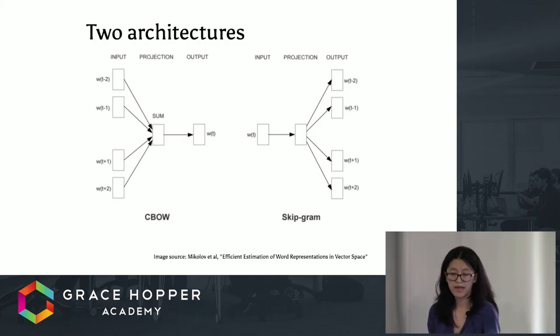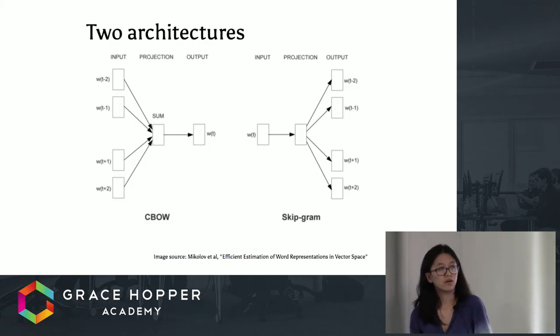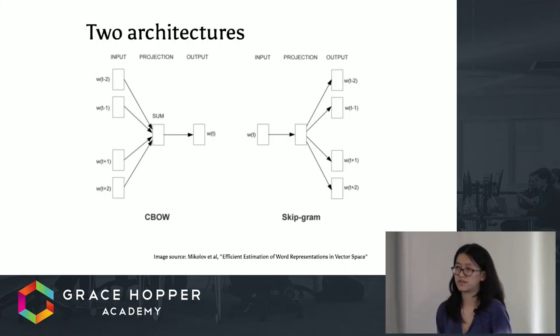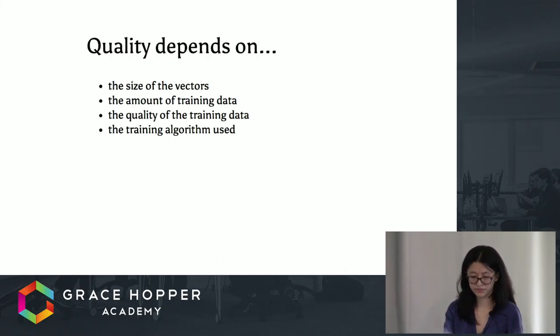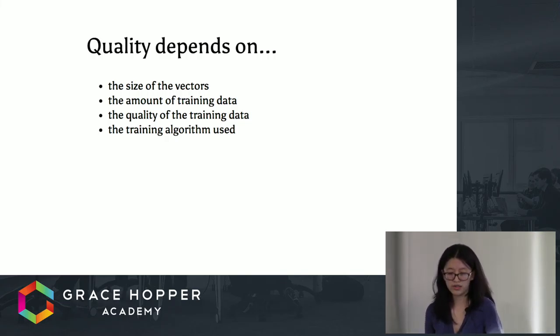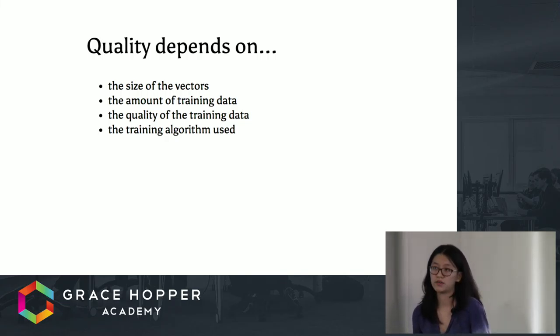So the continuous bag of words model uses context to predict a target word. The skip gram model does the opposite: it predicts the target context based on a single word. The skip gram model is better suited to large data sets, but it's more computationally expensive and takes longer. The quality of the vectors that Word2Vec produces basically varies by how well you train it.